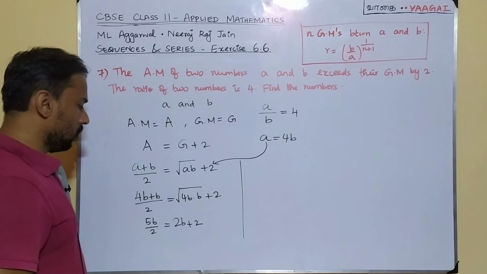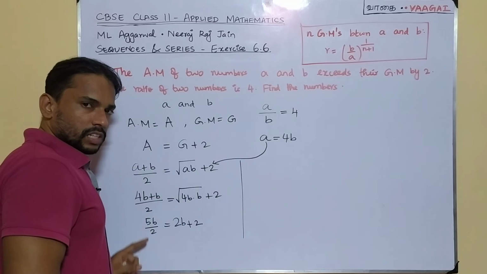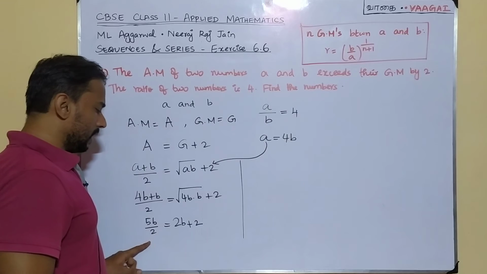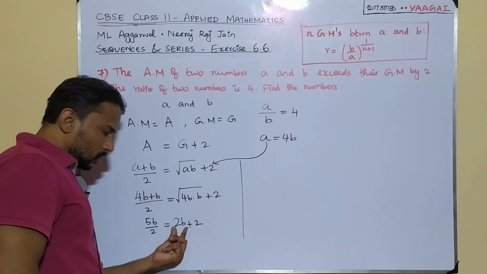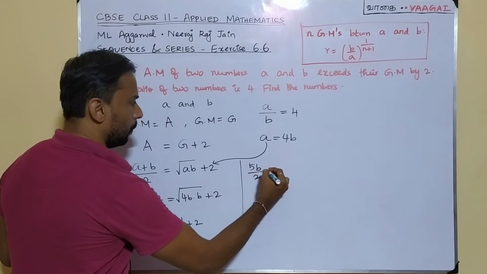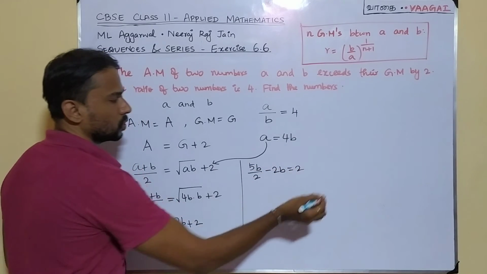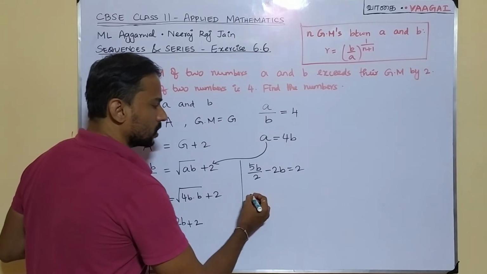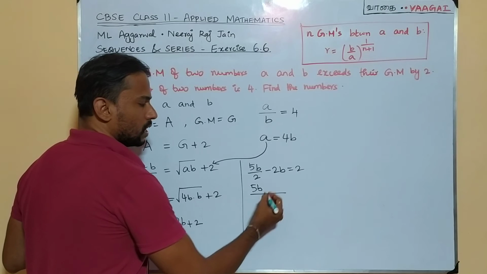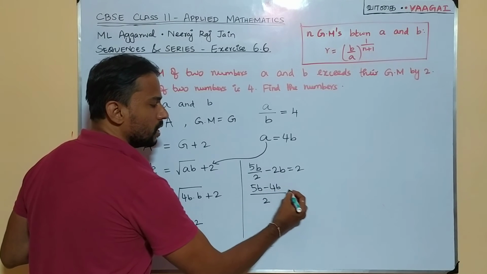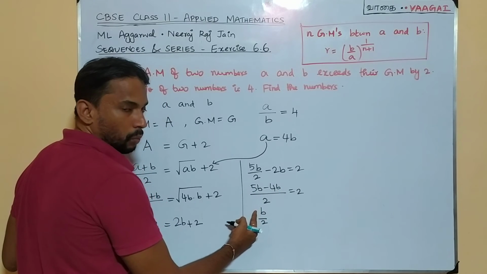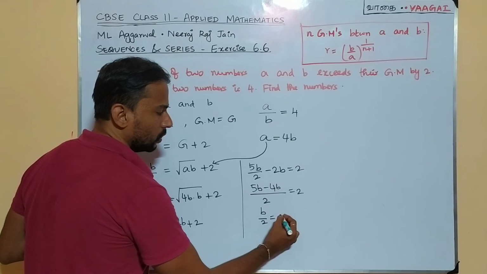Now our entire relation is in terms of B only. So 5B by 2 equals 2B plus 2. Now I will bring this 2B to the left hand side. So I will have 5B by 2 minus 2B is equal to 2. Next, I'll take the LCM: 5B minus 2 into 2B, which is 4B, over 2 is equal to 2. So I will have B by 2, because 5B minus 4B will be 1B. So B by 2 will be equal to 2.